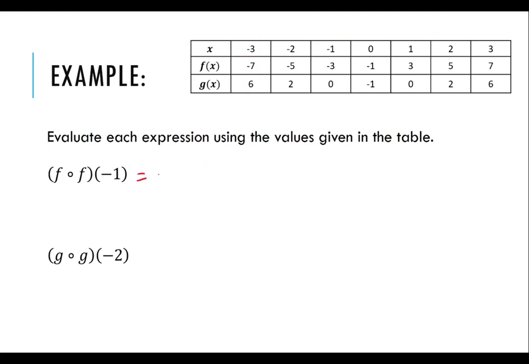Do it again. We've got f of f of -1. So the inner function f of -1 is -3. So then this is f of -3. Then find -3. f of -3 is -7.